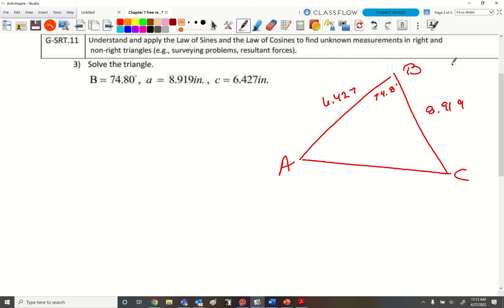Or even better, can I use law of sines? No. Why? Because I don't have any pairs, and since I only have one angle, I can't use subtraction to get my other angles. So we're going to use law of cosines here. Using law of cosines, which one are we going to solve for first?